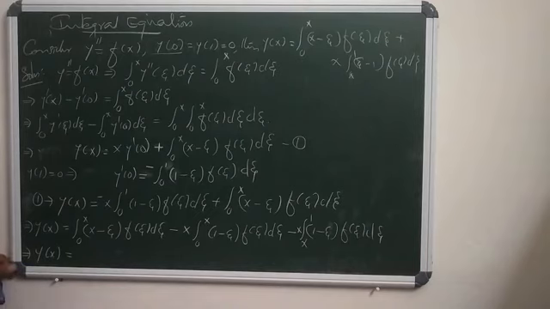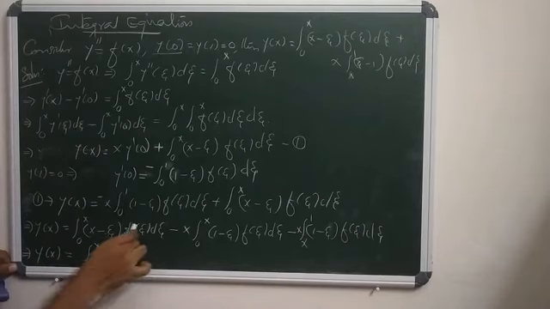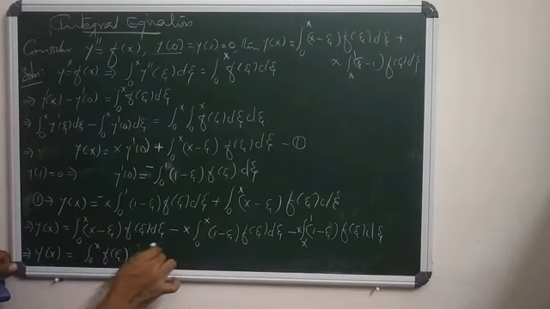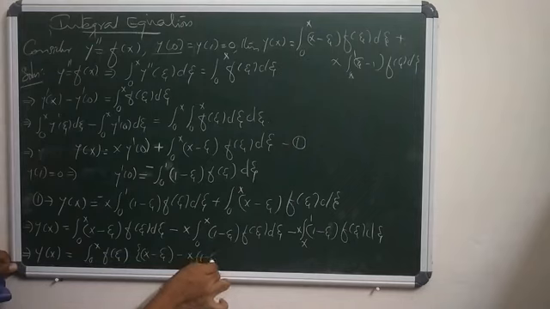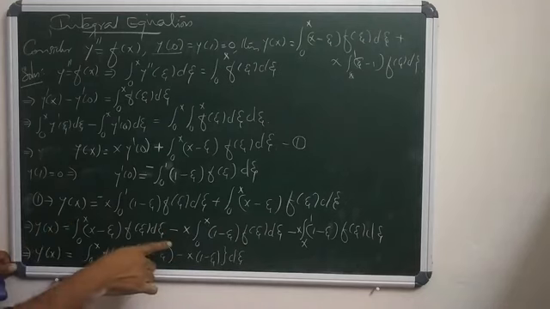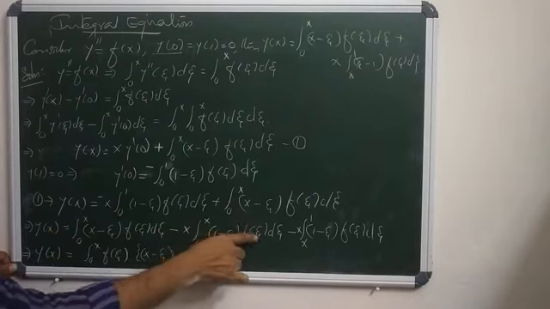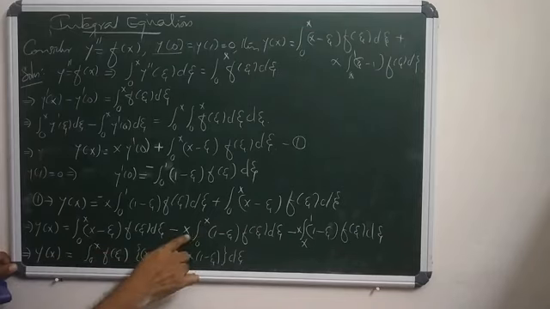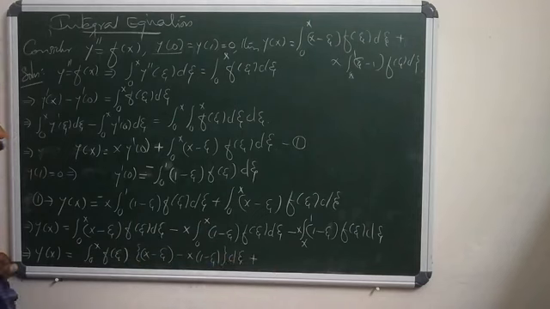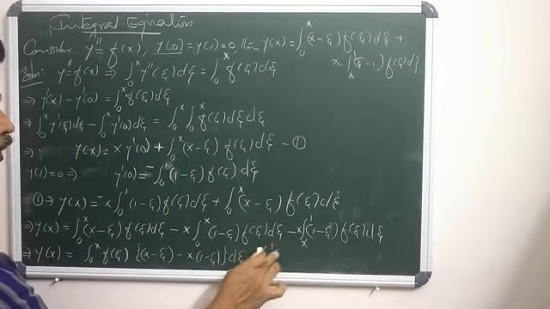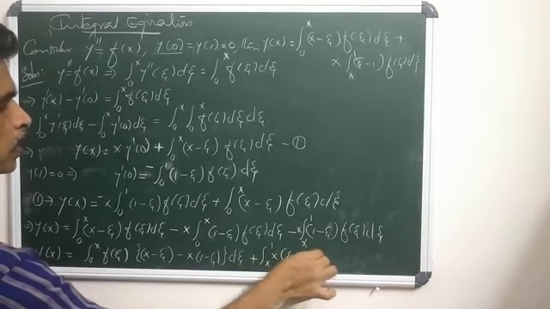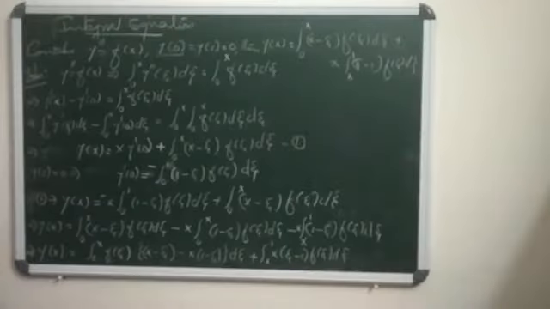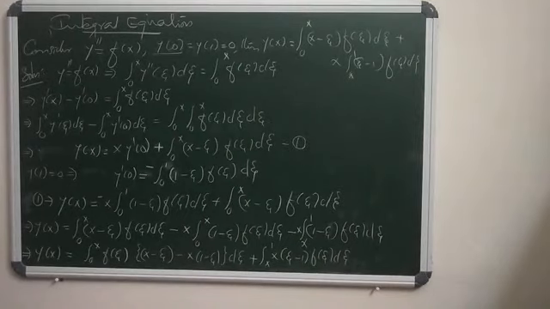minus x into integral x to 1 of (1 minus theta) f of theta d theta. So it is integral 0 to x, where f of theta is common, f of theta into (x minus theta) minus x into (1 minus theta) d theta, plus integral x to 1 of x into (theta minus 1) f of theta d theta, or minus x into integral x to 1 of (1 minus theta) f of theta d theta.